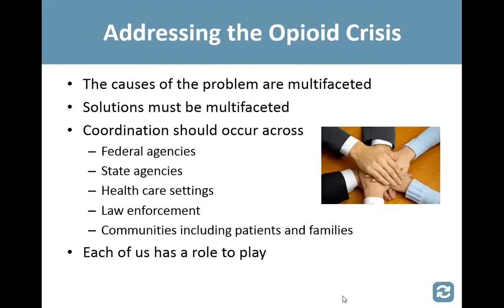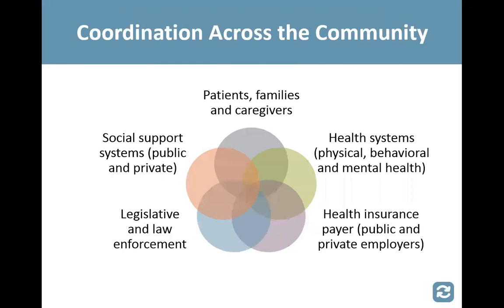So as I alluded to, coordination has to happen across these settings. We're used to working within coordinating across healthcare, but in this environment, we really need to be supporting health insurance, the payers have to be involved, how the coverage of the insurance for opioids and other treatments has to change. Legislative and law enforcement becomes a huge component as we change the laws around requiring training, prescription drug monitoring programs, whether law enforcement can carry naloxone.